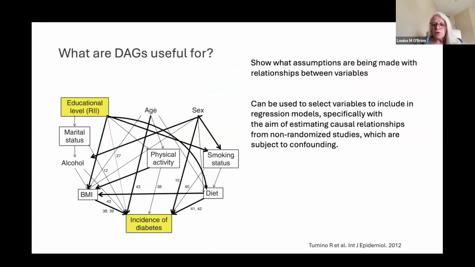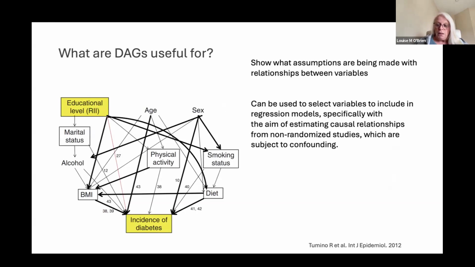So why are they useful? You can see this is kind of a complicated one, but they're useful to really understand, like I said, these relationships between your variables. In this case, it looks like they're looking at education level and its association with the incidence of diabetes. But you can see there are lots of other variables that kind of get in the way, and we have to really consider what they are doing so we know how to address them either in the design or in the analysis or both.